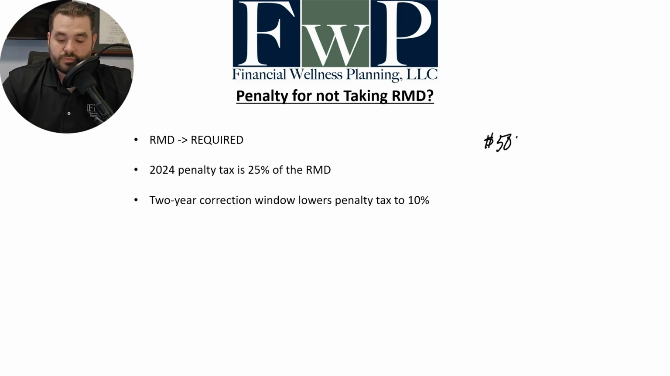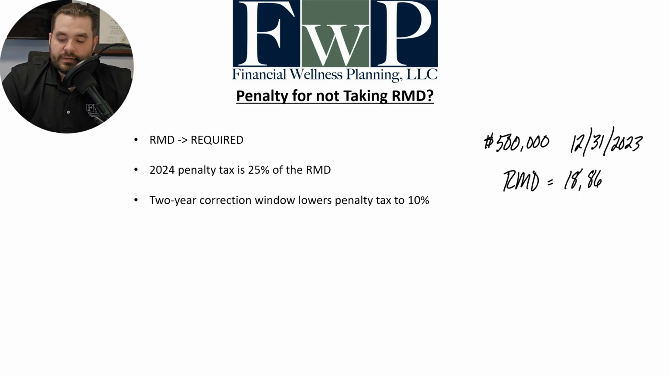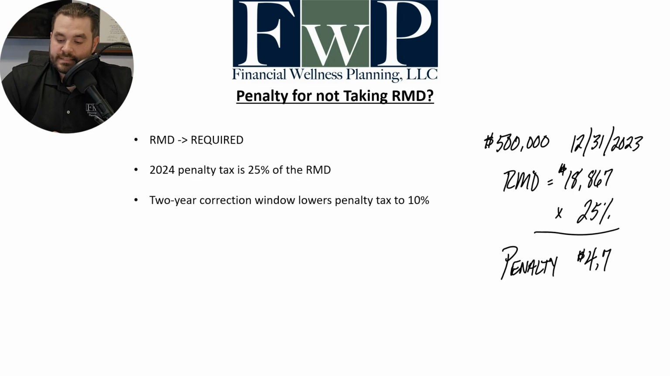So if we took that same individual with $500,000 in their pre-tax accounts as of 12/31 of 2023, we figured out that their RMD is $18,867. If they forget or they decide not to take out this amount of money from their pre-tax accounts, then they're going to owe a 25% penalty. If we multiply $18,867 by 25%, their penalty for not taking out their RMD is $4,717. That's a very steep penalty to have to pay simply because you didn't want to or you forgot.